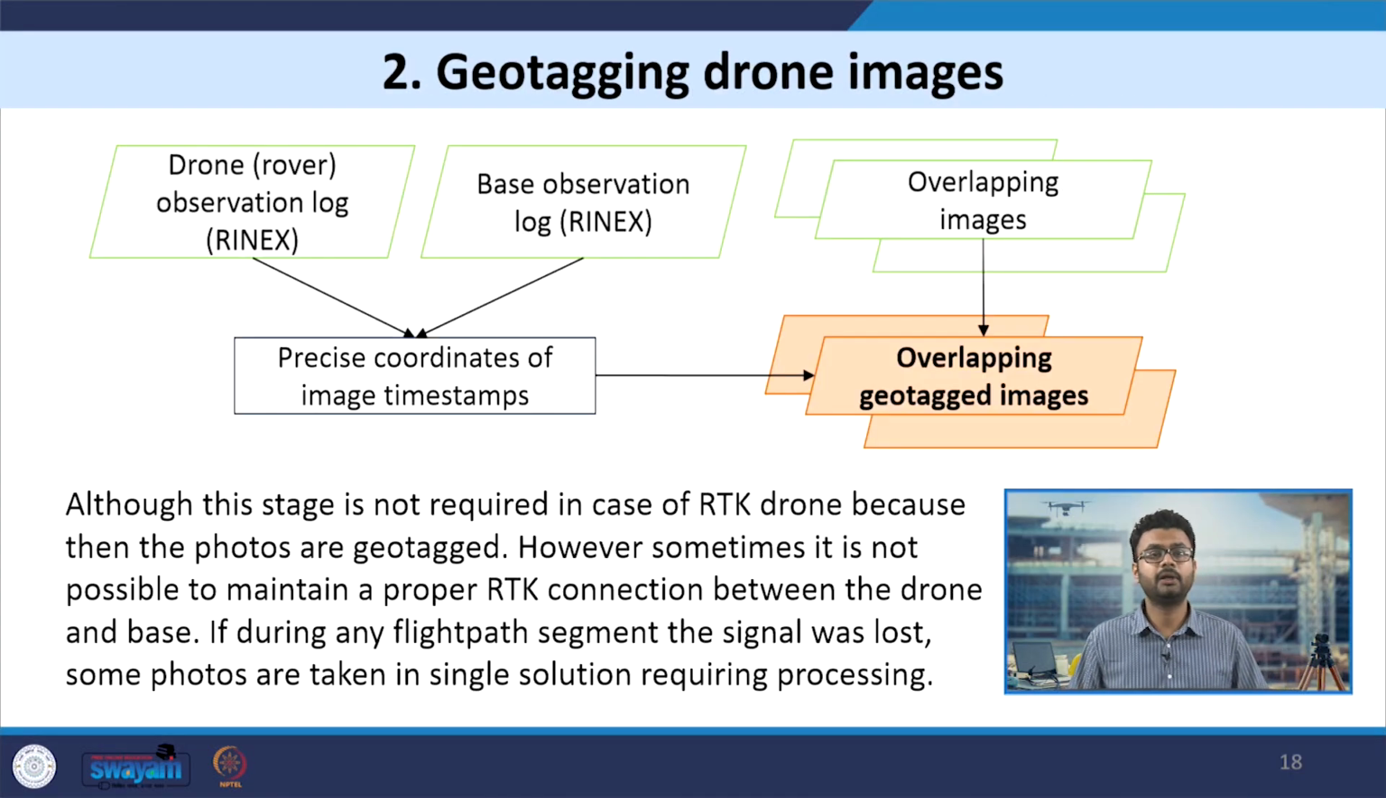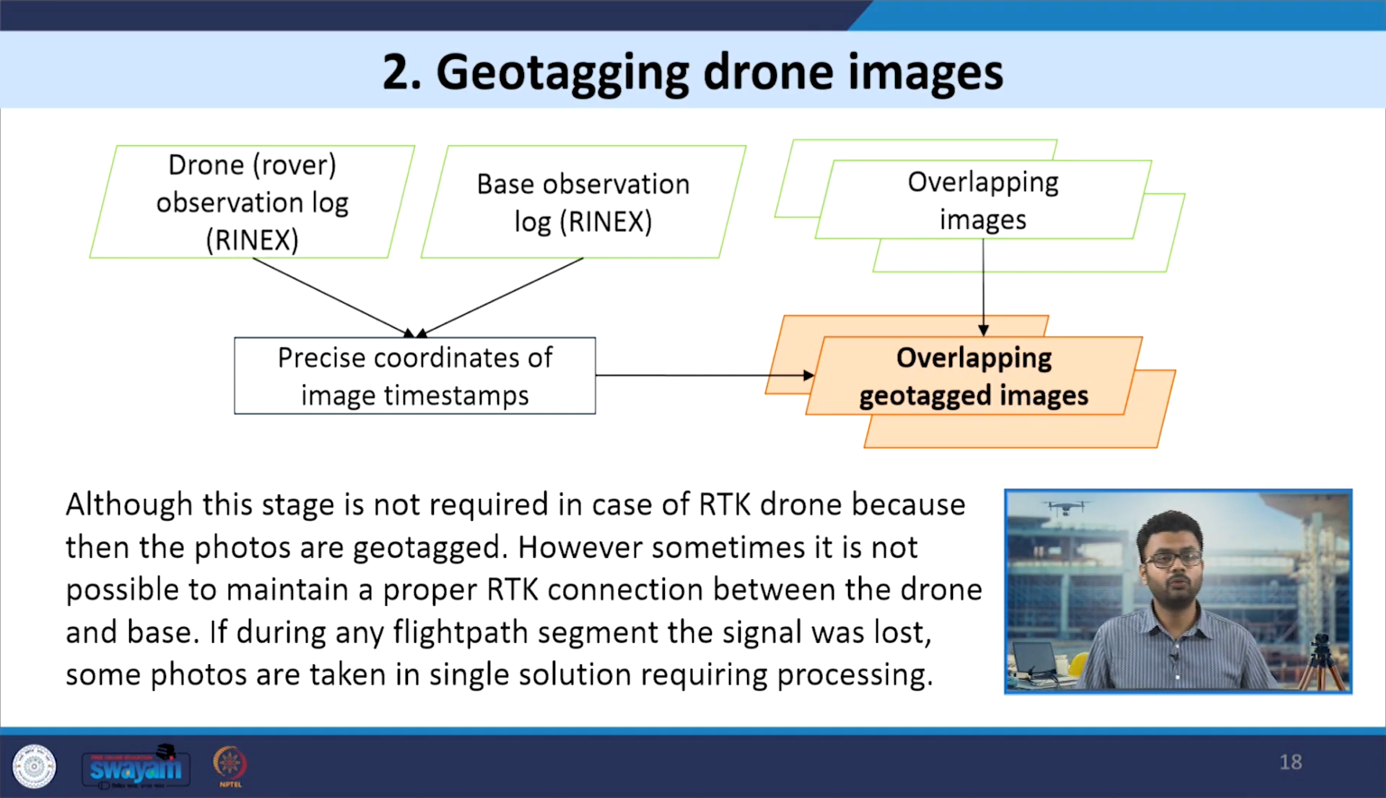Now let's look into the geotagging of drone images. When we talk about geotagging of drone images, we need to have overlapping images, of course. We also need to have the drone observation log in RINEX format. We also need to have a base observation log in the RINEX format. Sometimes other formats are also used, for example UBX files, but essentially the most popular format is RINEX.